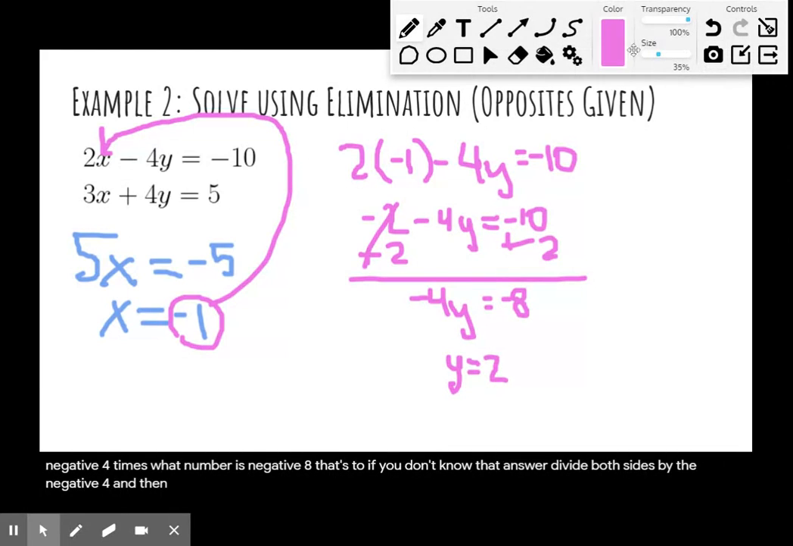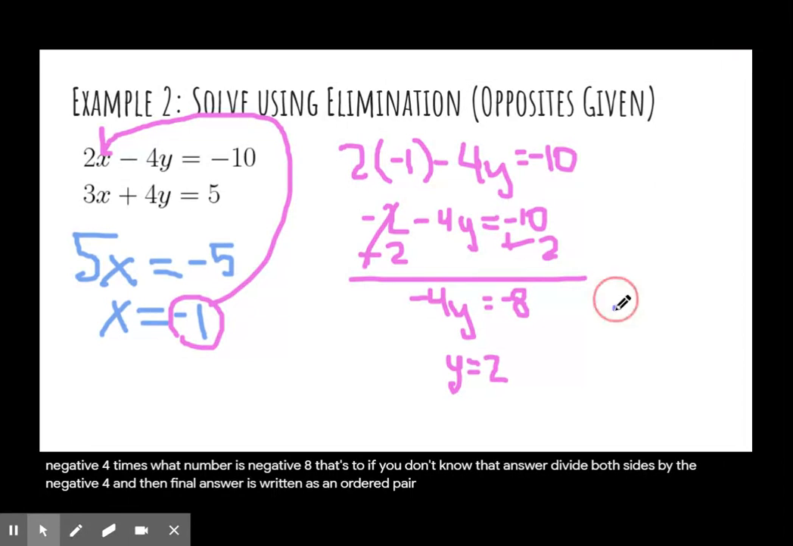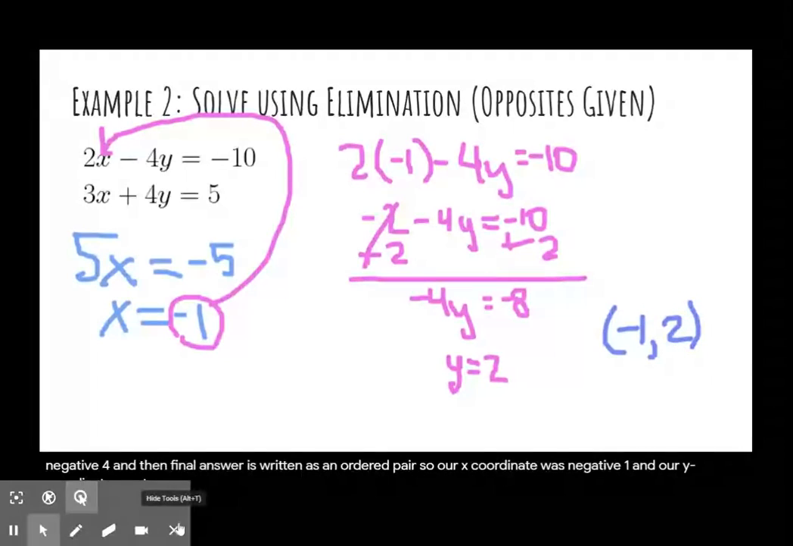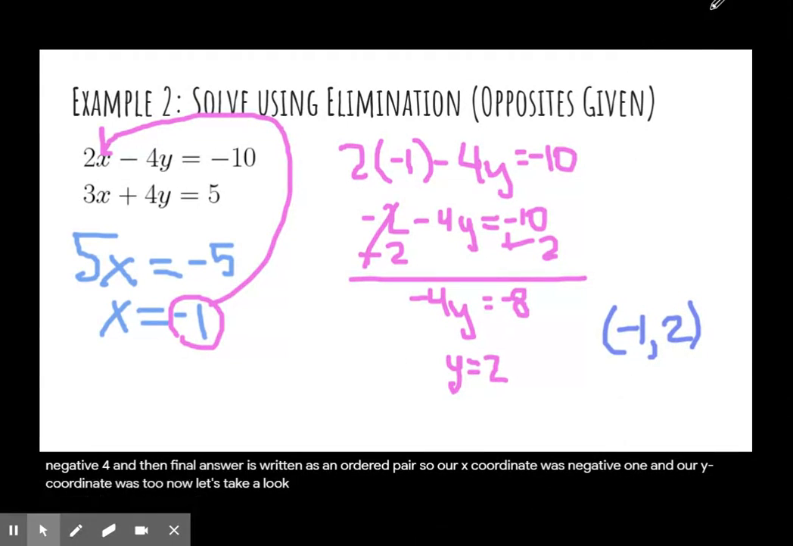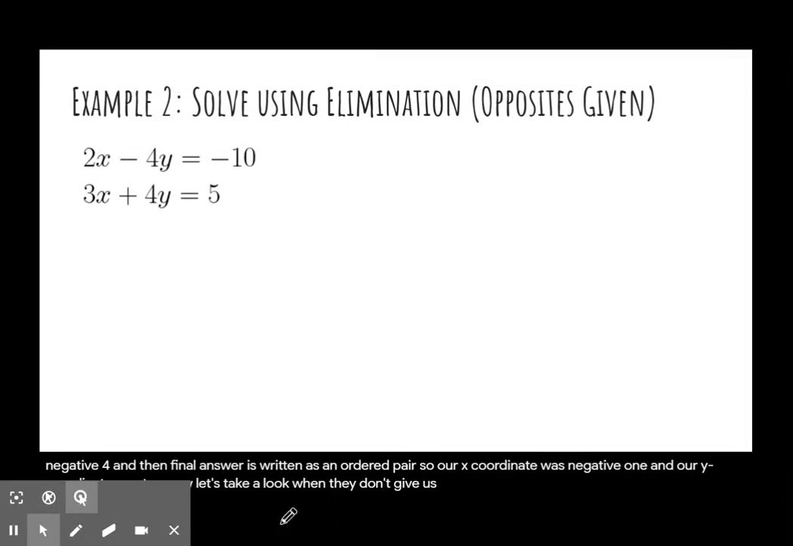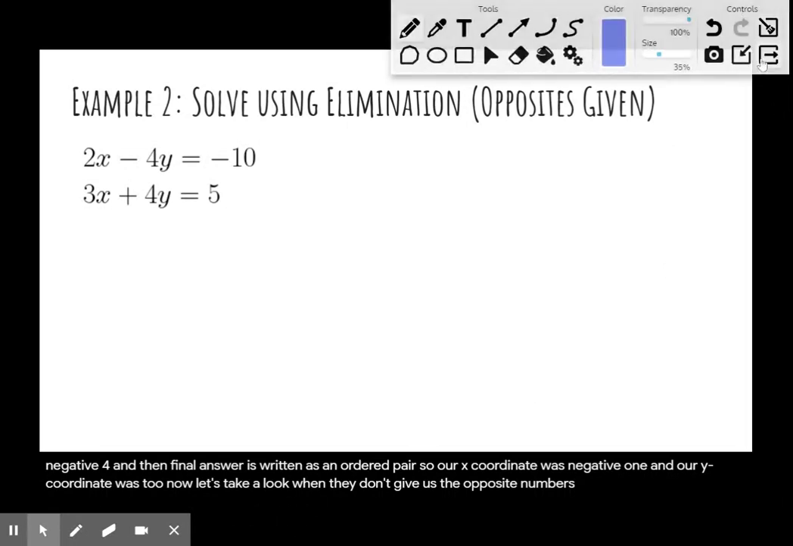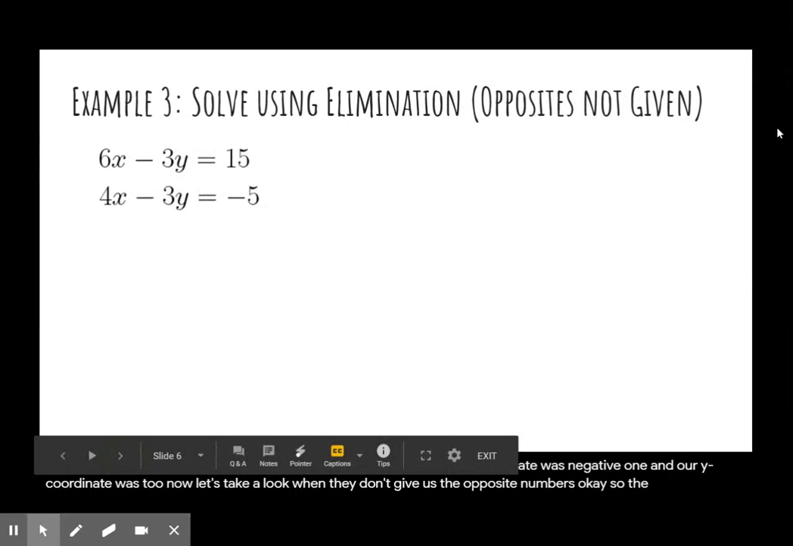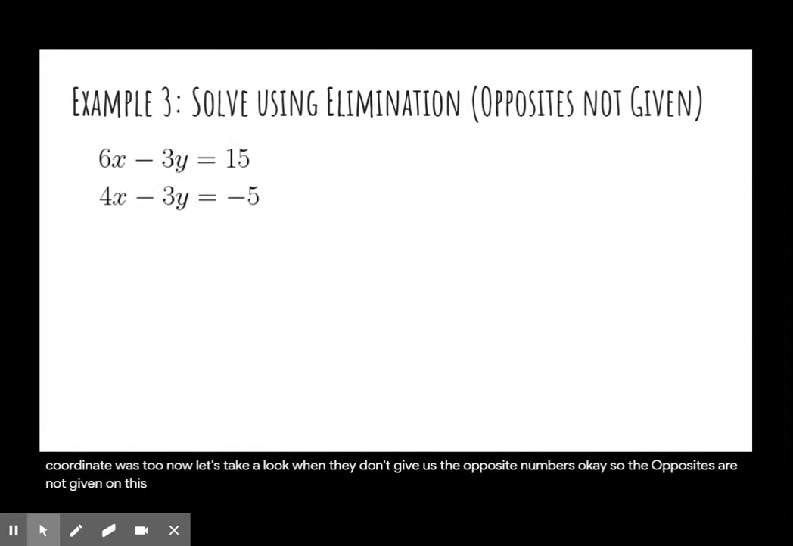And then the final answer is written as an ordered pair. So our x coordinate was negative 1 and our y coordinate was 2. Now let's take a look when they don't give us the opposite numbers. Okay, so the opposites are not given on this example, but they're almost opposites.